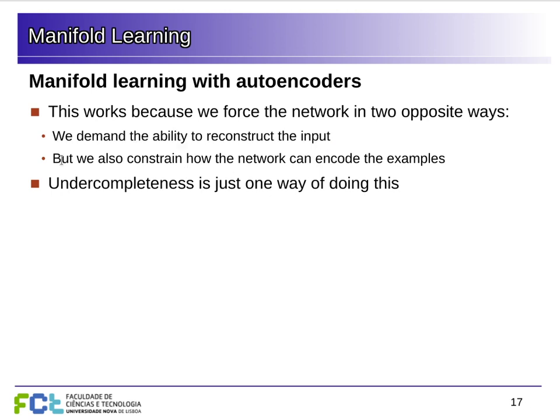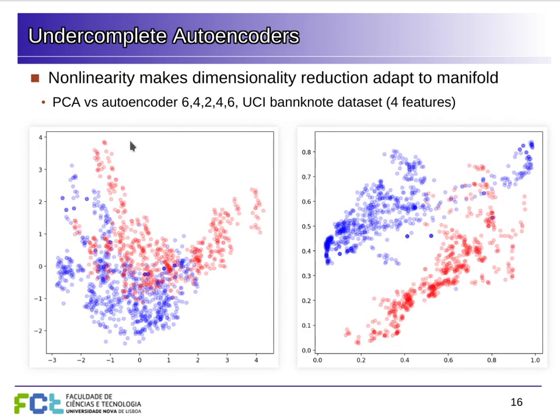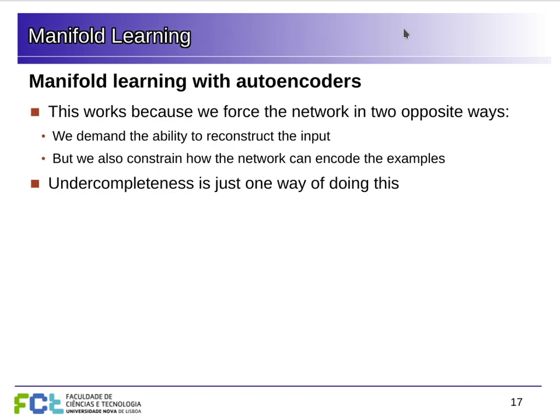But at the same time, we are also forcing the network to do this under some constraint. For example, we are forcing, in this case, the network to rebuild the four-dimensional data of this data set, but after encoding it into only 2 dimensions. So the encoding must be in a way that the network can recover the original information. And by pushing it in these 2 ways, we can force it to capture something about the data that is useful. But undercompleteness is only one way of doing this.